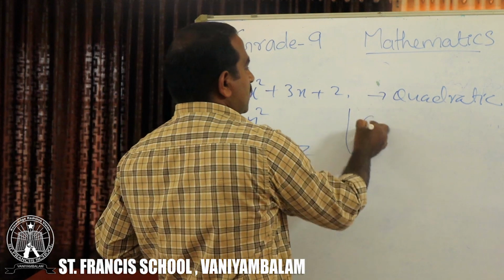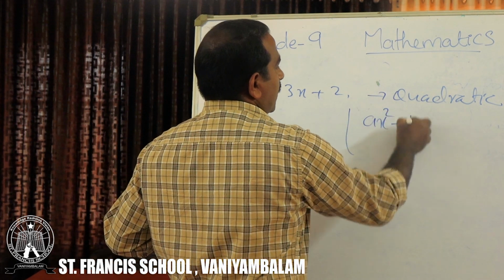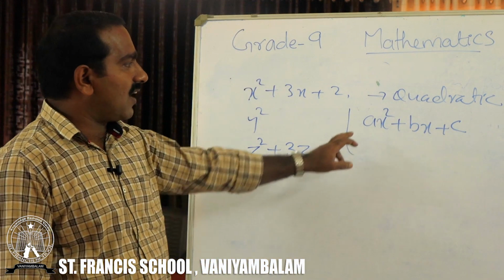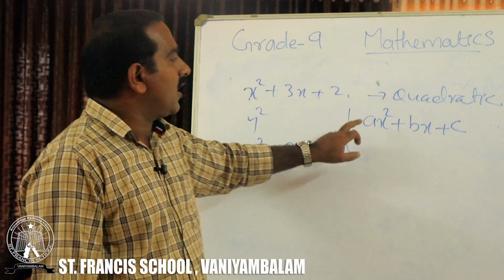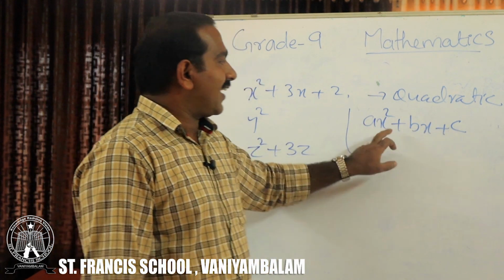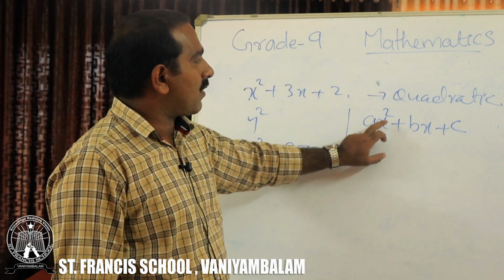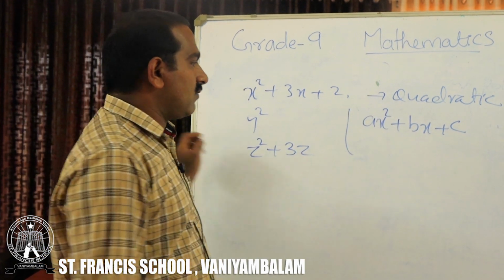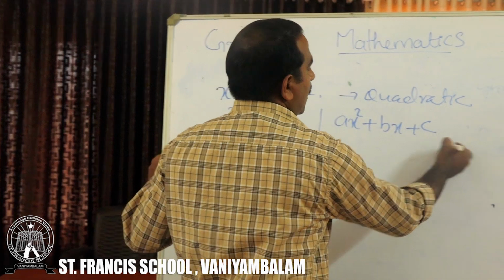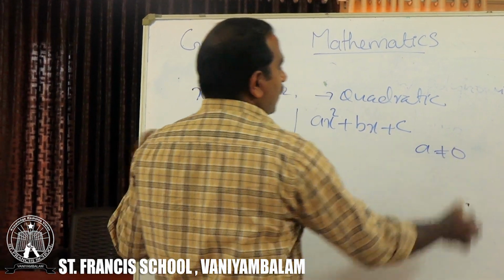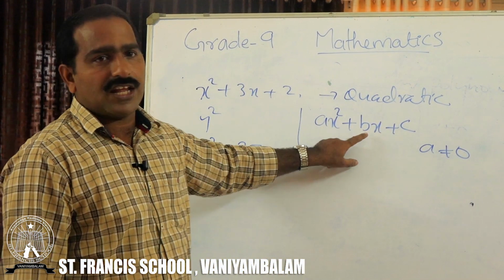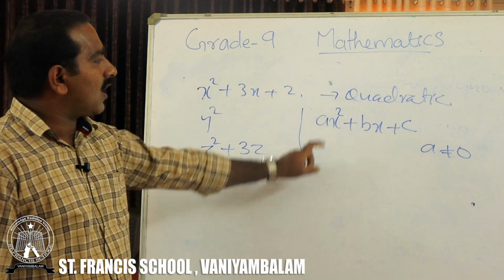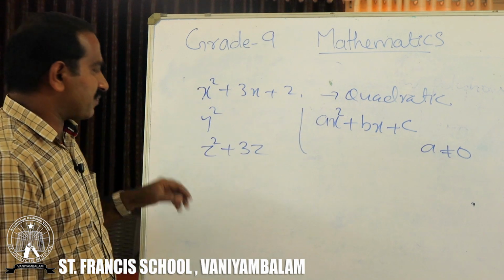The general form is ax square plus bx plus c. Ax square plus bx plus c is the general form of a quadratic polynomial. A, b, c are constants, x is the variable, its highest power is 2, so it is a quadratic polynomial, and there is one condition. We have to keep this condition strictly: a not equal to 0. If a equal to 0, it becomes a linear polynomial, so a should not be equal to 0. So this is the general form of a quadratic polynomial.